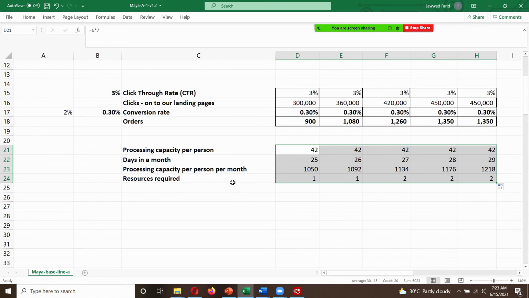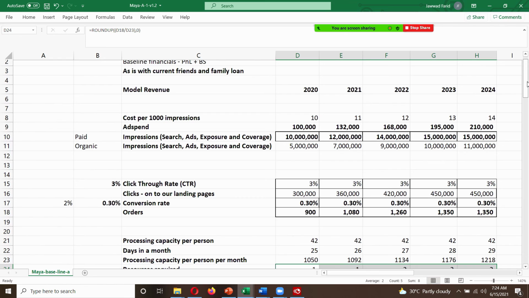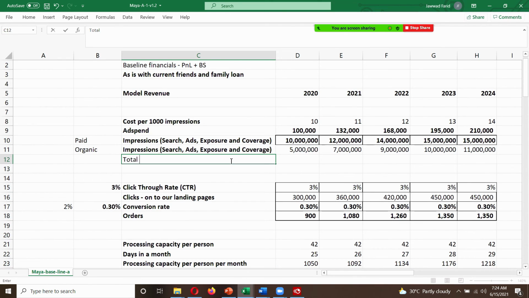Now the question is, if you've done this much, you're saying I'm going to need 2 people in total to process and ship the orders. And at some point in time, as the volume increases, I should be able to add more resources and more people. And the way we've done this is, let's say Maya becomes wildly successful. We said these are the total search impressions, right? And let's do total impressions.